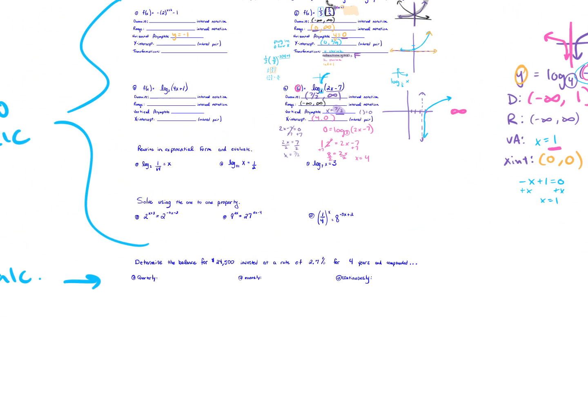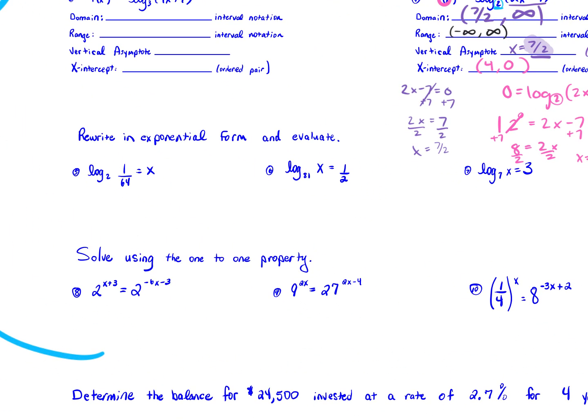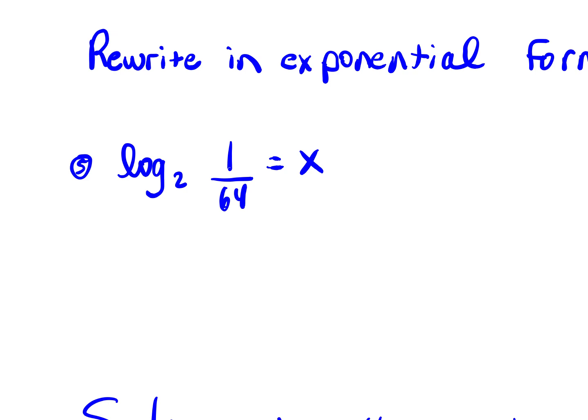Awesome. Let's do number 5. So here we're rewriting in exponential form and evaluating. So these types of questions, you cannot use a calculator. So let's put it into exponential form. What's our base? 2. What's our exponent? 2 to the power of x equals 1 over 64.